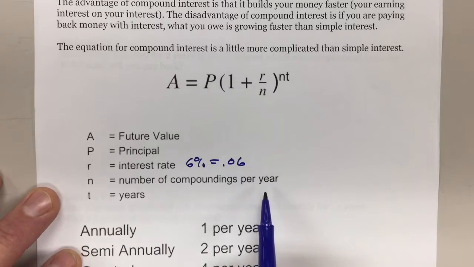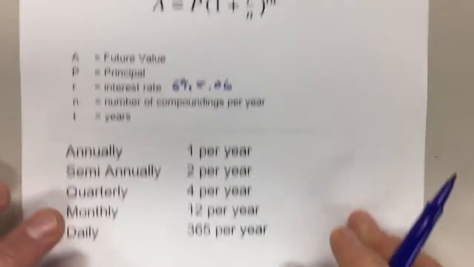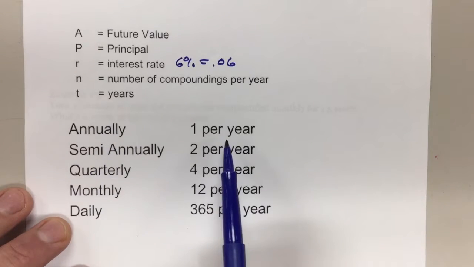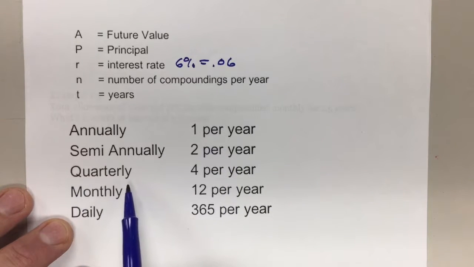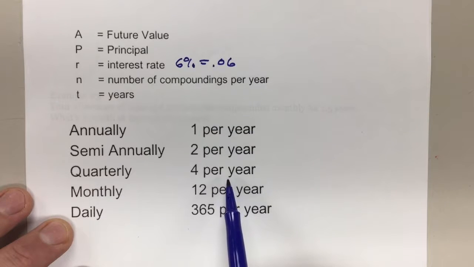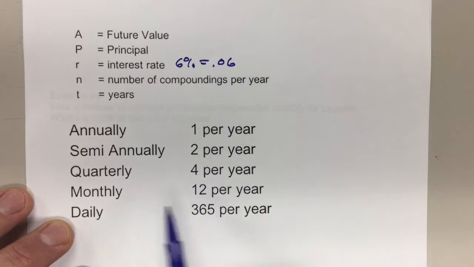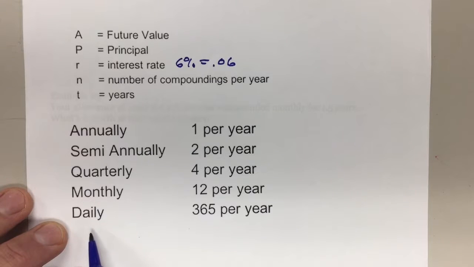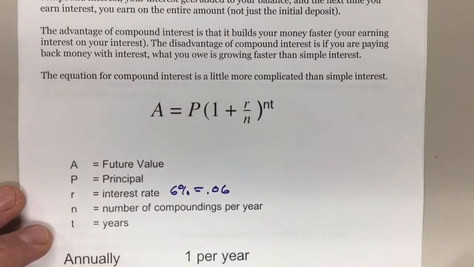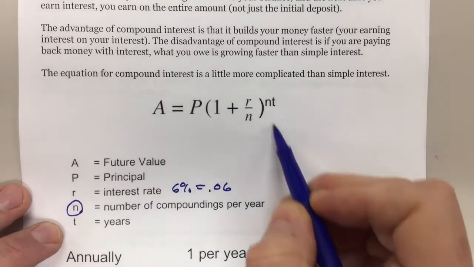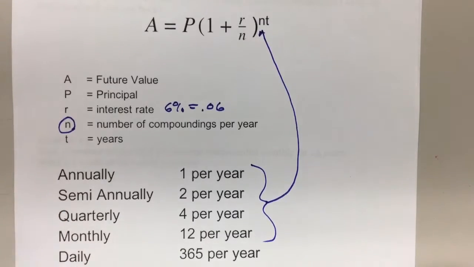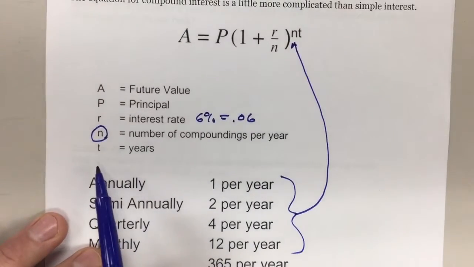N is the number of compoundings per year, and that can vary. Sometimes they do interest what they call annually, which is 1 time per year. Semi-annually, which is twice a year, or 2 times per year. Quarterly means they divide the year into quarters, and you earn interest 4 times per year. Monthly, they divide the year into months, and you earn interest every month, so it'd be 12 times per year. Or daily, which would be 365 days per year in the equation. All of those numbers are what we would use for N, okay? So these values would go in here in the equation. The T stands for the number of years that you'll be earning interest.